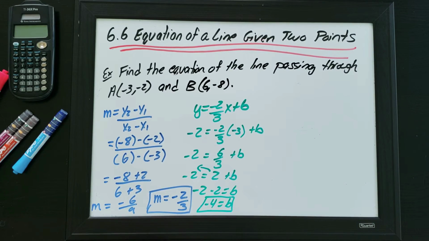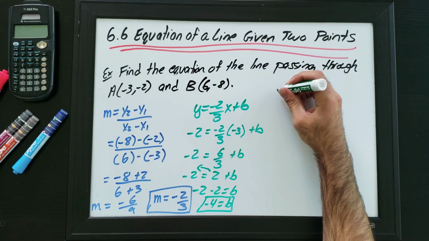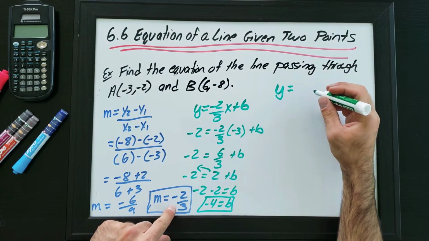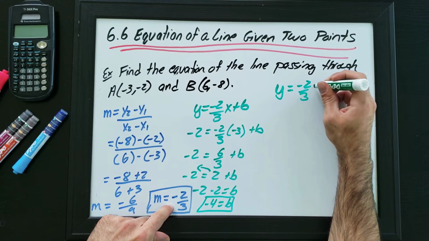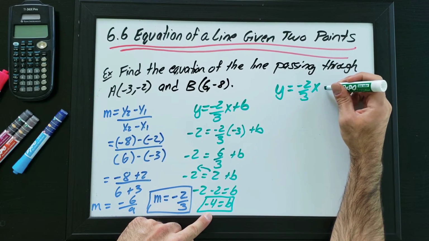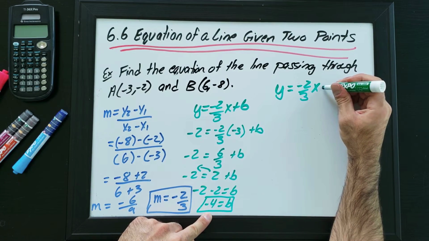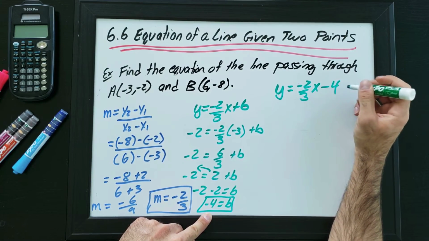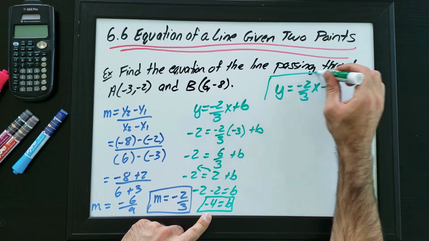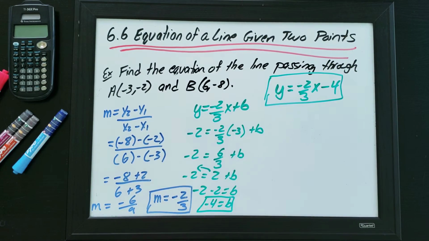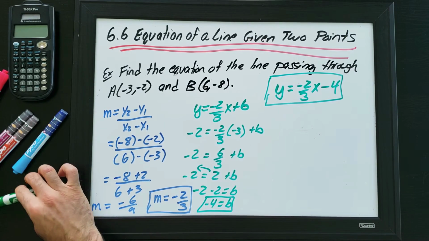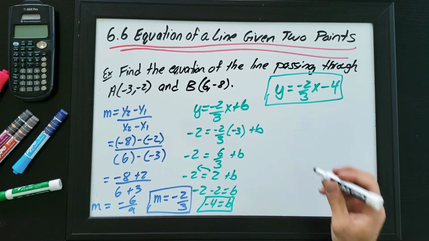This is -4. So my equation, final answer is y equals, take your slope, put an x, take your b. Don't put plus -4, even though technically you're not wrong. It's just -4. Plus -4 is -4. It's the same thing. This is the equation of my line. And I'm done.